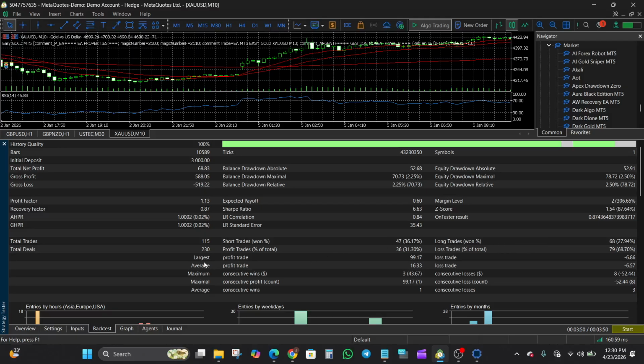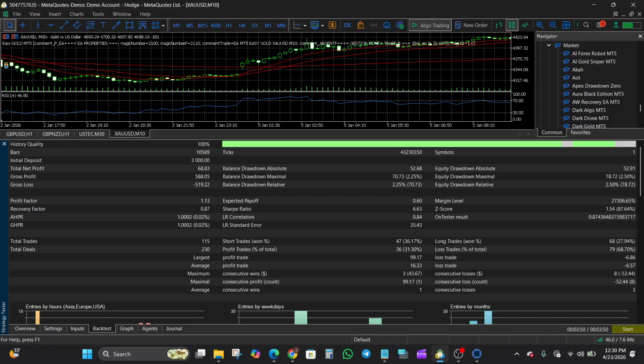All right, our largest profit was $99.17. Largest loss was $6.86. The average profit was $16.33 and average loss was $6.57. This tells me that the risk to reward ratio is good, right? So it actually uses a good risk to reward ratio.